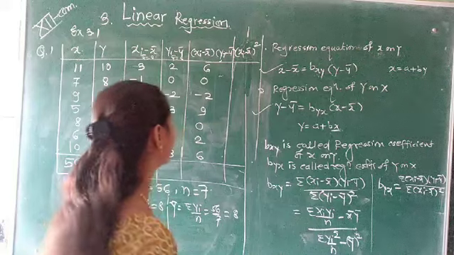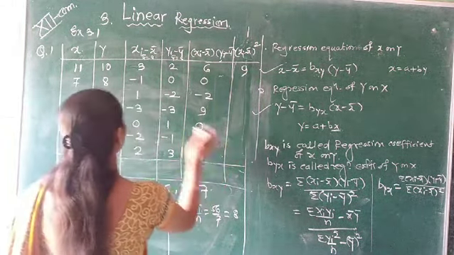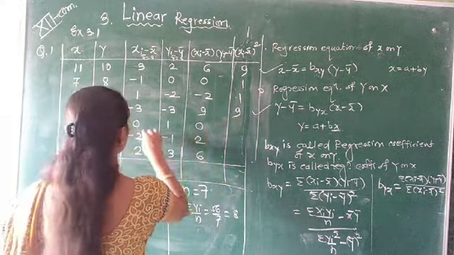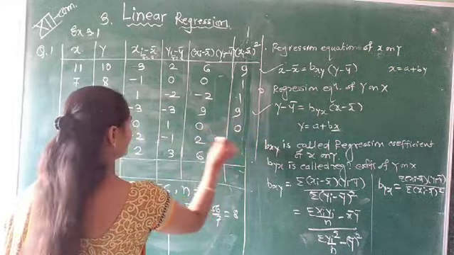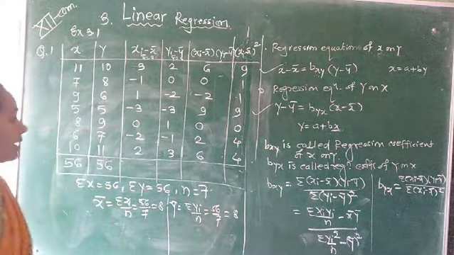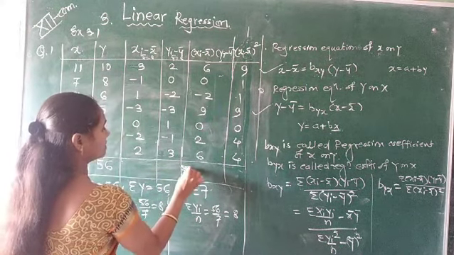x bar square. So take the square of this xi minus x bar. 3 square is 9. Minus 1 square is 1. Again 1 square is 1. 3 square is 9. 0 square is 0. Minus 2 square is 4. And 2 square again is 4. Now we have to take the summation of these two. Take the summation of this.